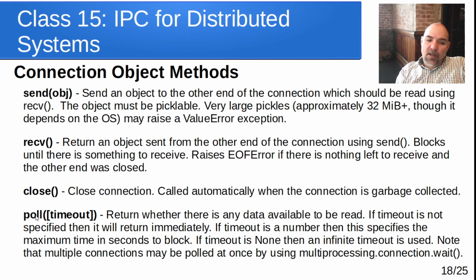There's one other method here that I think is useful to mention, and that's you can do poll with a timeout, and that will return whether there's any data available to read. If the timeout isn't specified, that'll return immediately. And if a timeout is provided, that's a number of seconds. So you can say, hey, poll, wait for 1 second, and then tell me whether or not there's any data there that's available to be read. So this can be used to make it so your program doesn't necessarily block on a receive. You could say poll, poll, poll. Oh, now there's something there. Let's call receive.